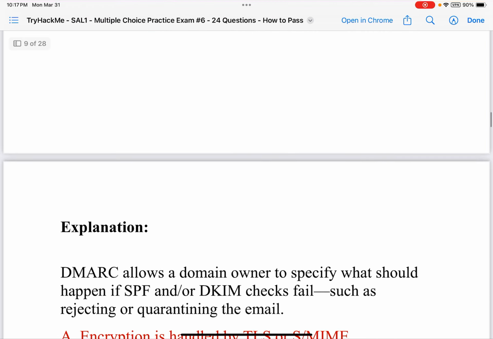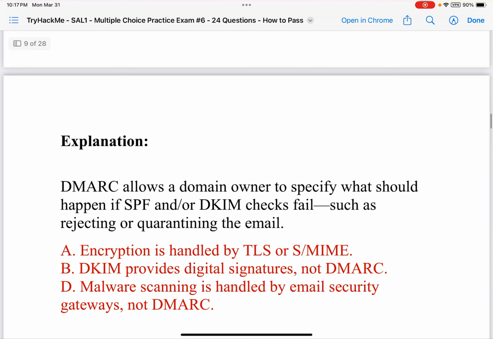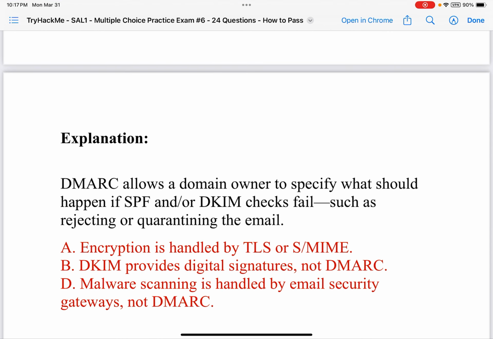And let's see the explanation. DMARC allows a domain owner to specify what should happen if SPF and/or DKIM checks fail, such as rejecting or quarantining the email. And there's the red text. You know what to do. Pause the video and read over the red text to make sure you understand why they're incorrect.